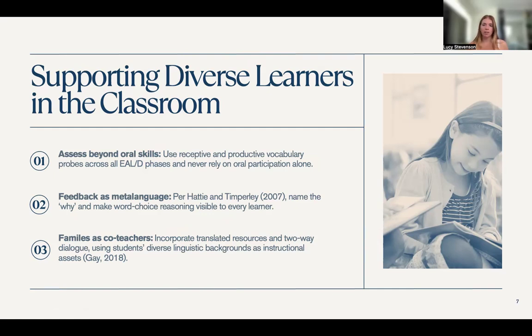For diverse learners, this leads to 3 key implications. Firstly, I won't rely on oral participation alone as evidence of understanding. Secondly, I'll make academic language more visible in teaching and feedback. And finally, I'll treat students' linguistic backgrounds as assets in the classroom. This positions differentiation as the foundation for effective practice, something that should be embedded across all classrooms and not left to individual interpretation.